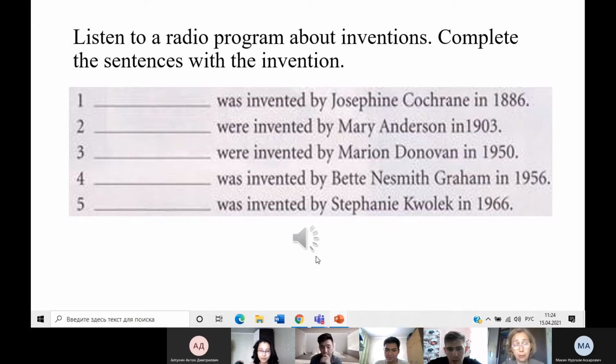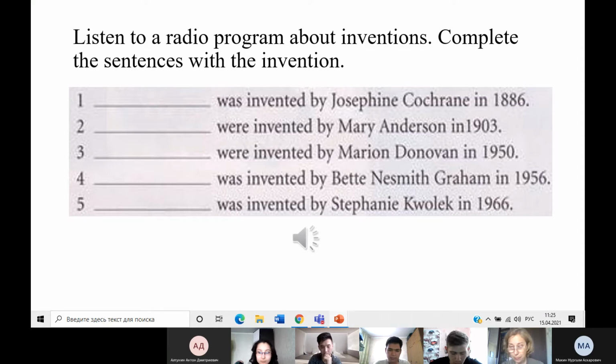Okay. Do you understand everything? Yes. 3 out of 5. Okay, 3 out of 5. Medina, what do you think of the first sentence? Dishwashers was invented by Josephine Cochrane in 1886. Okay, Ilham, the second one.